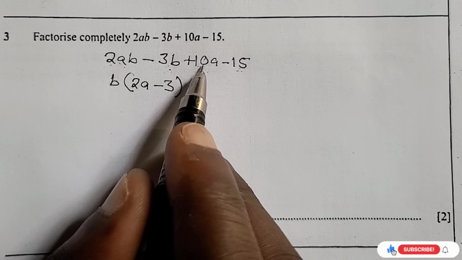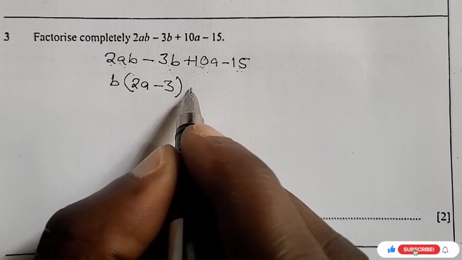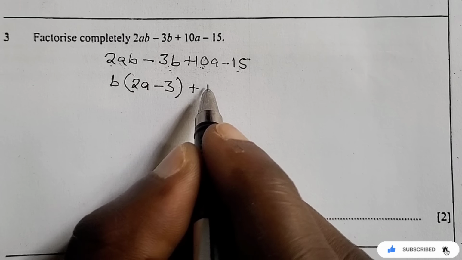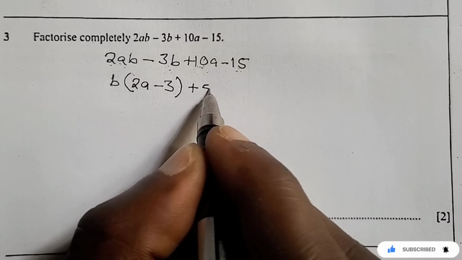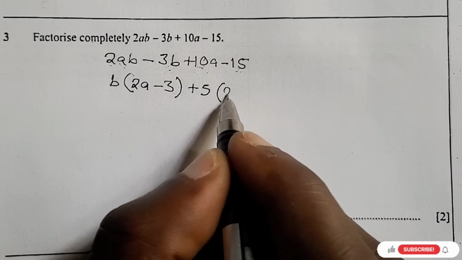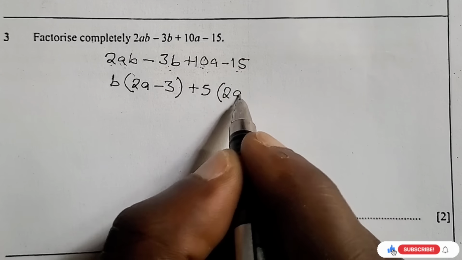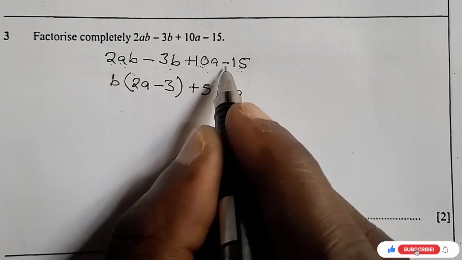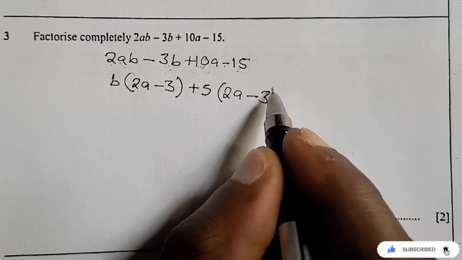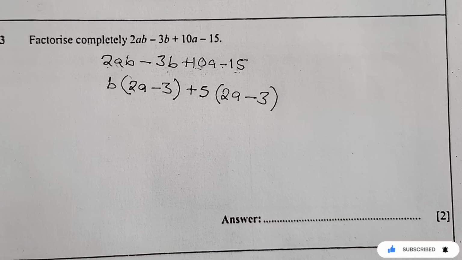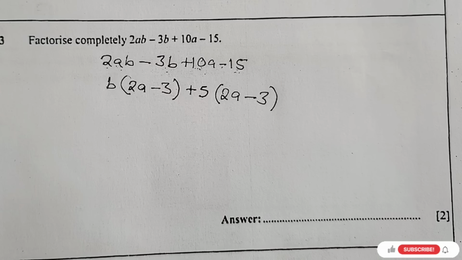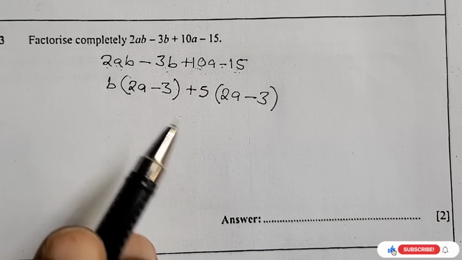What is common here? The highest common factor of 10 and 15 is 5. The numbers that can go into 10 and 15 without leaving a remainder, and the highest number is 5. So 5 out. 5 into 10 is 2, into 10a is 2a. Positive divided by negative is negative. 5 into 15 is 3. So you can know that you are doing the correct thing if what is in the bracket here is just the same.